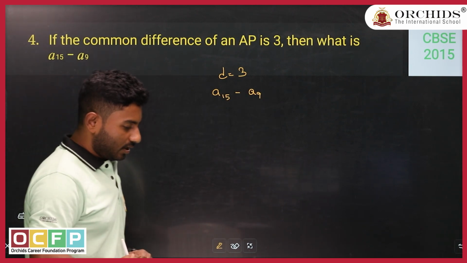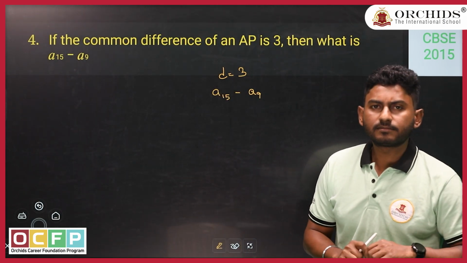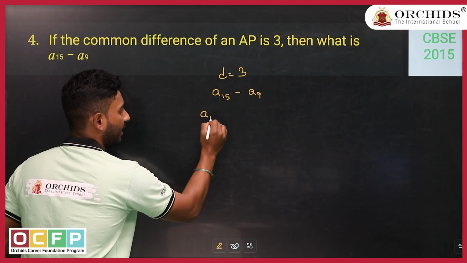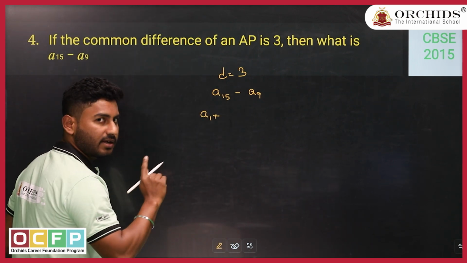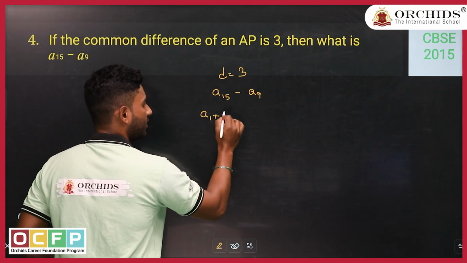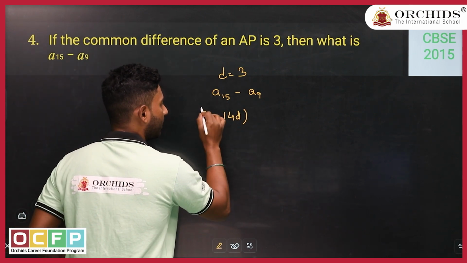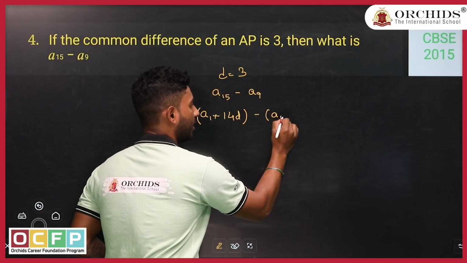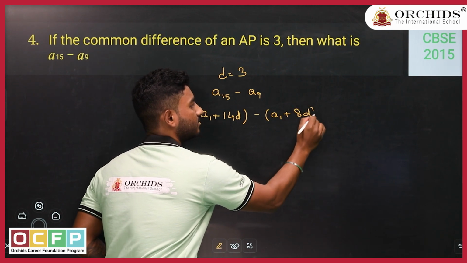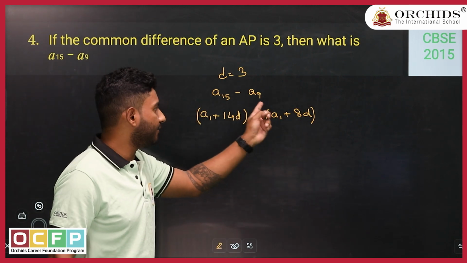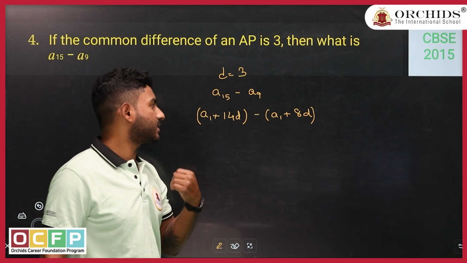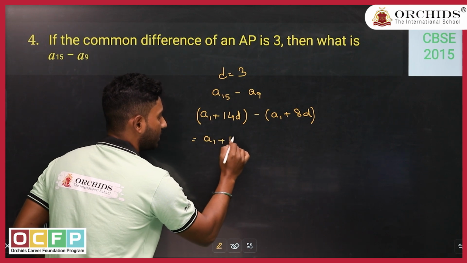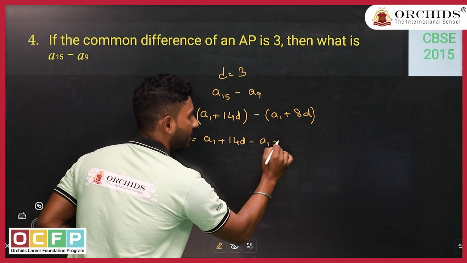Right? Now, can you tell me the formula of A15? Those who are smart enough, obviously they will tell me that it will be A1 plus 14d. 15 means just before that, 14, 14d it will be. Okay. So that's A15. What is A9? A9 will be A1 plus 8d. Since it is A9, it will be 8d. If it is A10, it will be A1 plus 9d. Correct? Now open the bracket. A1 plus 14d minus A1 minus 8d.